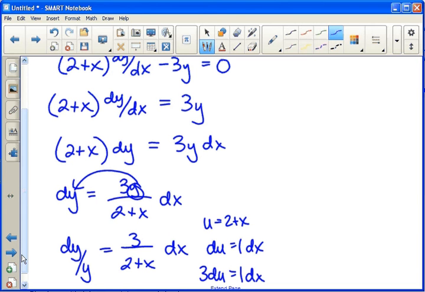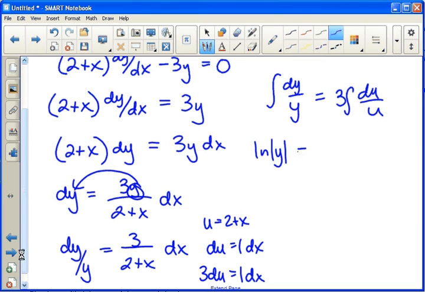So that gives us 3 du over u. Gives us the natural log of the absolute value of y equals 3 times the natural log of the absolute value of 2 plus x plus c. Okay, but we have to simplify.